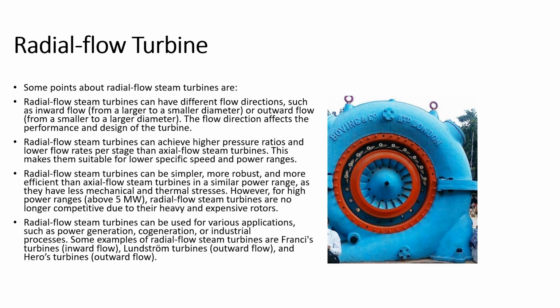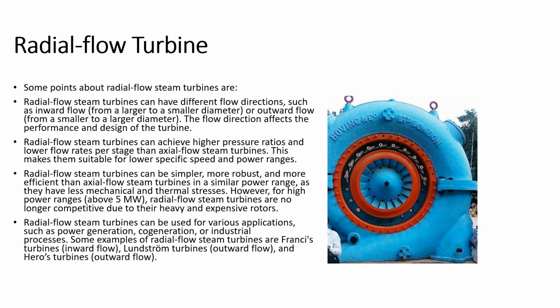Radial flow steam turbines can achieve higher pressure ratios and lower flow rates per stage than axial flow steam turbines. This makes them suitable for lower specific speed and power ranges. Radial flow steam turbines can be simpler, more robust, and more efficient than axial flow steam turbines in a similar power range, as they have less mechanical and thermal stresses. However, for high power ranges, above 5 megawatts, radial flow steam turbines are no longer competitive due to their heavy and expensive rotors. Radial flow steam turbines can be used for various applications, such as power generation, cogeneration, or industrial processes.